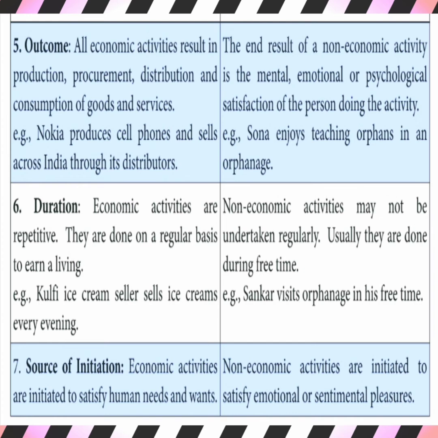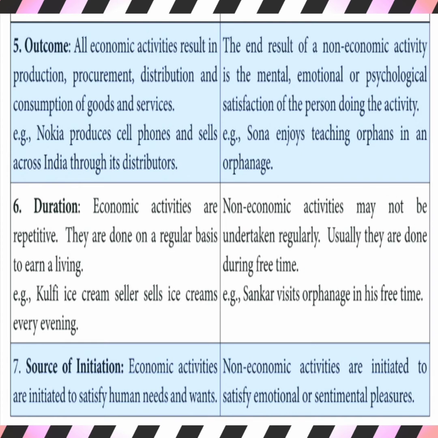Next basis of distinction is outcome. Outcome means the result of doing the economic activity. So all economic activities result in production, procurement, distribution and consumption of goods and services. So here it deals with what? Production, producing the product, then procuring the produced product.